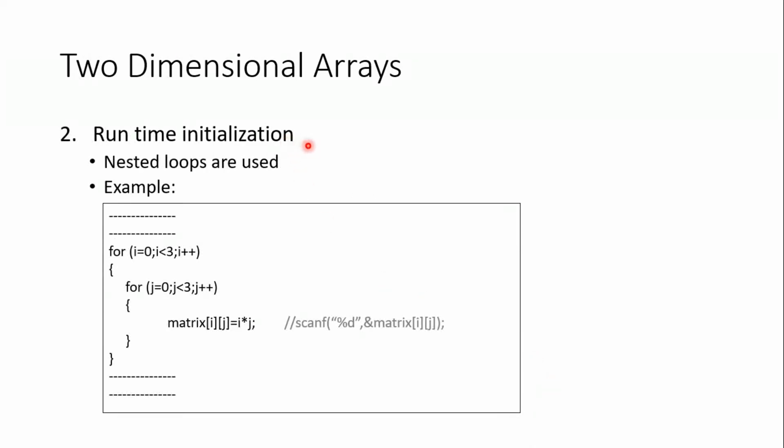Another type of initialization is runtime initialization. For runtime initialization, generally nested loops are used, and this is a simple code snippet which shows the runtime initialization of a two-dimensional matrix. You can directly assign the values, or you can ask the user for values by using scanf in nested loops.